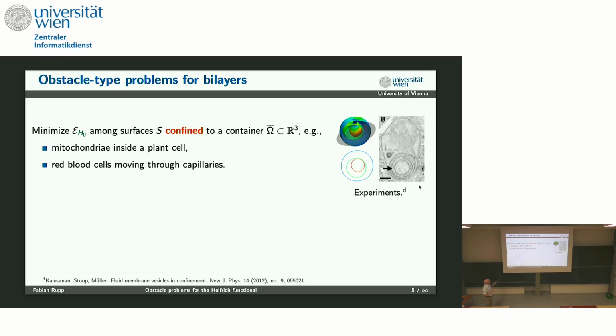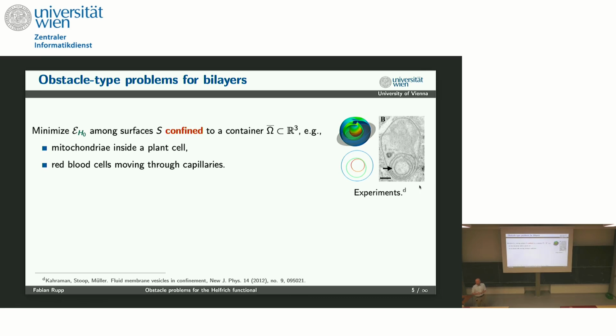Okay, for instance, here are some biological justifications if you are interested. For instance, blood cells may move through a very thin blood artery or vein, I don't know, which is very thin.